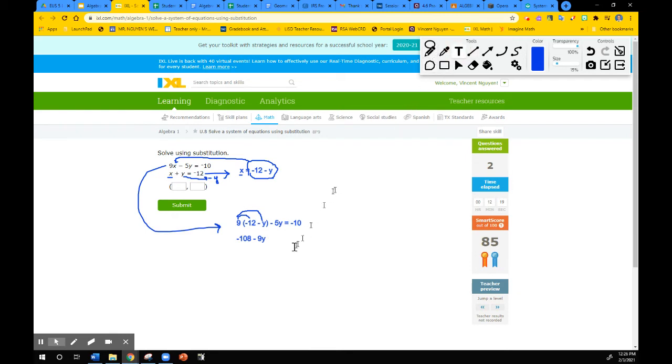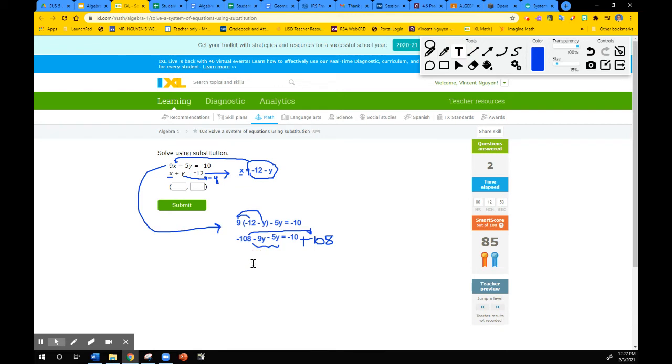Okay, and then write the rest of them down. The rest of them is minus 5y equals -10. Okay. And then now what you want to do is simplify this equation even further to make it shorter so you can solve. You can combine like terms and at the same time move the 108 away. So I'm going to add 108 to this side, and I'm going to combine the -9 and -5 together. Okay, so let's see what we get.